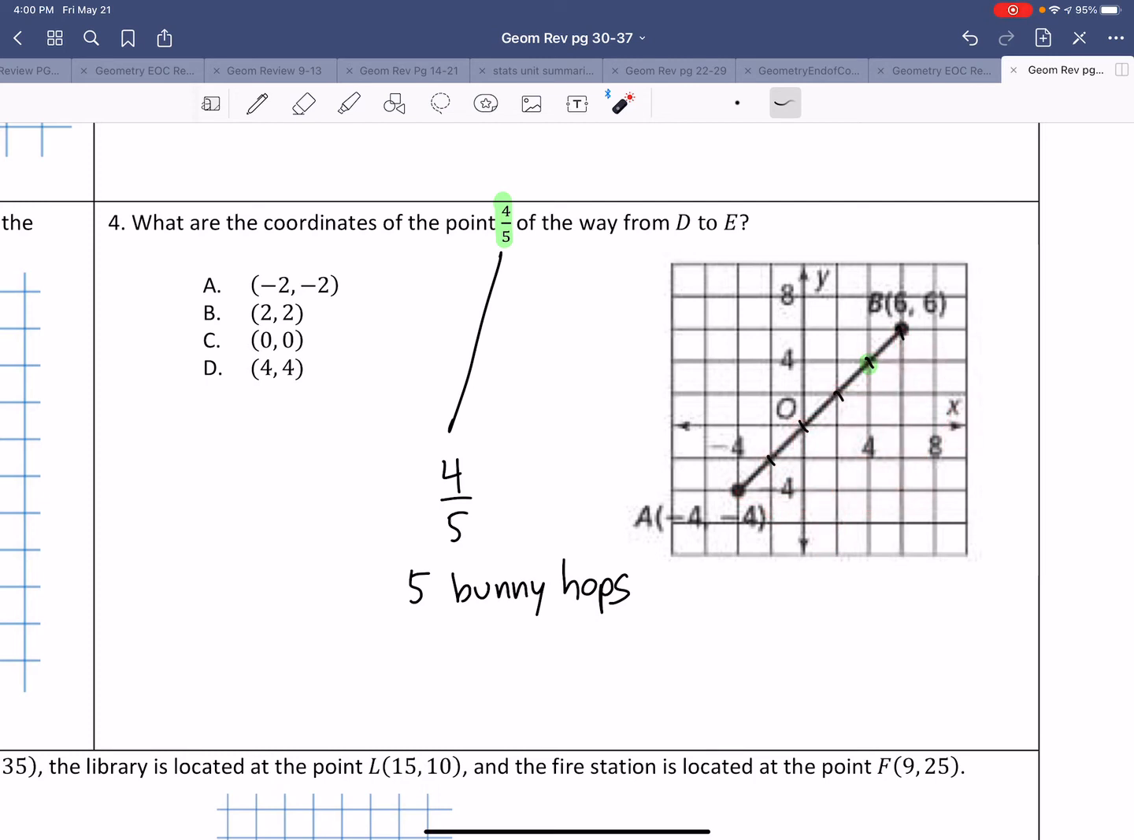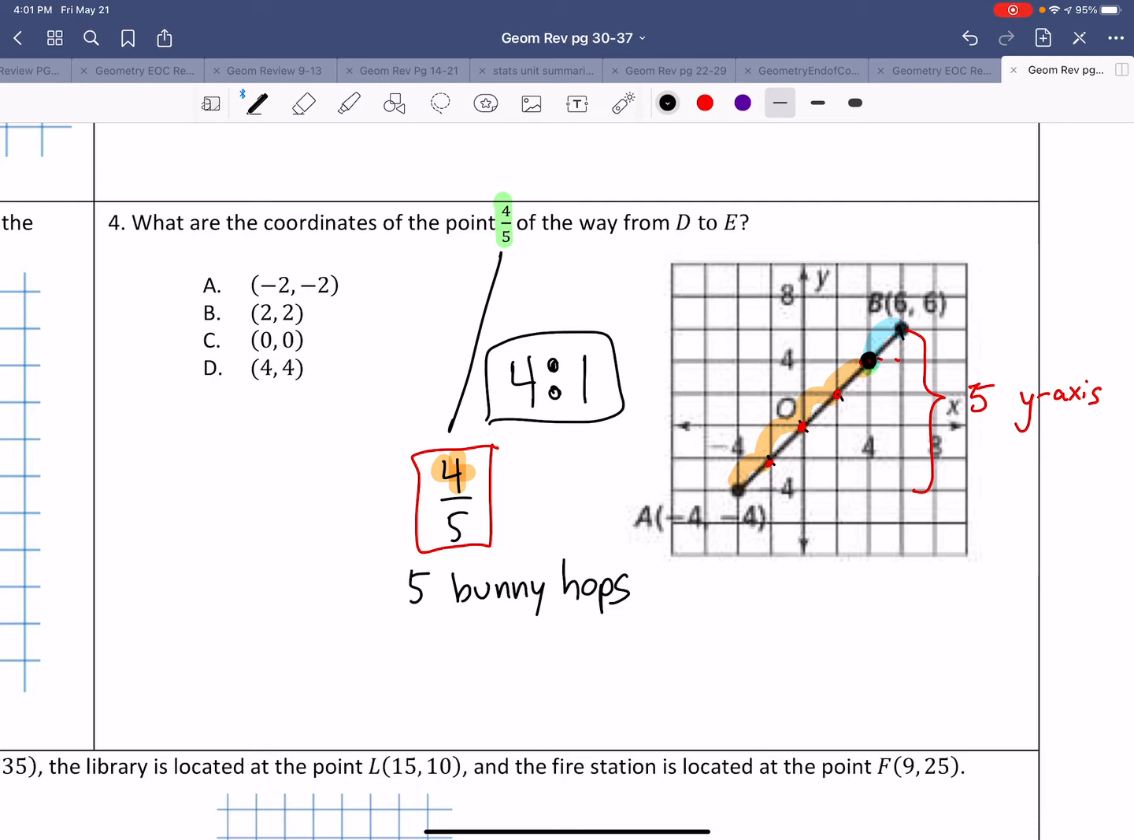Okay, so using my pen, I noticed that the y-axis is cut in 5 equal pieces, so I can find these spots. And then I want to go to this number 4. I want to go 4 bunny hops, 1, 2, 3, 4, with 1 left to go. So sometimes they use this notation, other times they use this notation, 4 to 1. It's exactly the same location, this location right there.